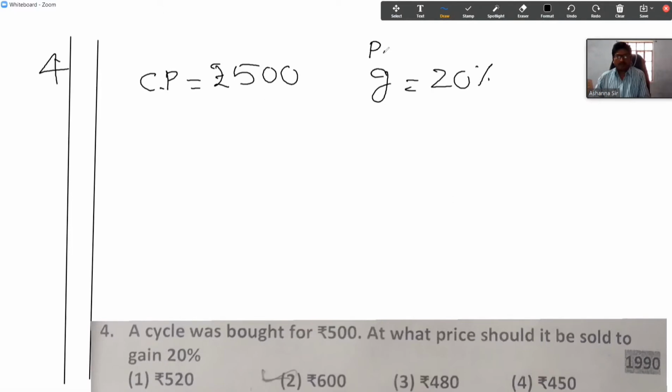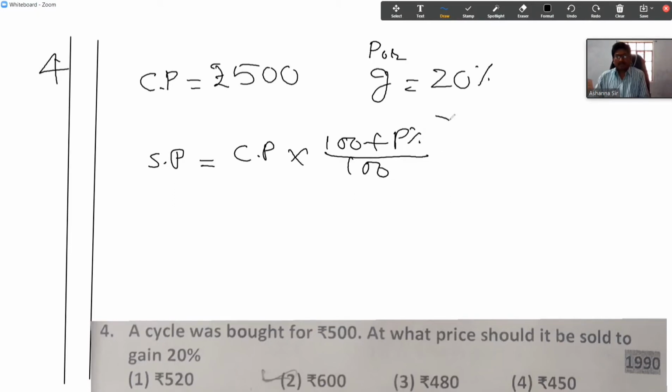Profit or gain 20%. If we are given cost price and gain percent, we can find the selling price. Selling price is equal to cost price into 100 plus profit percentage by 100. This is the formula, children.